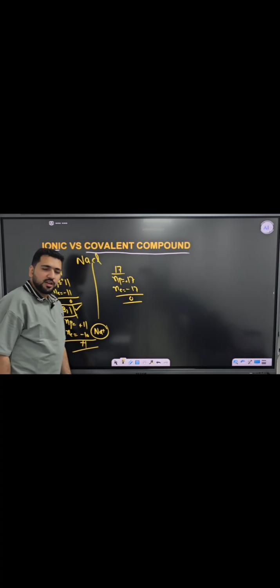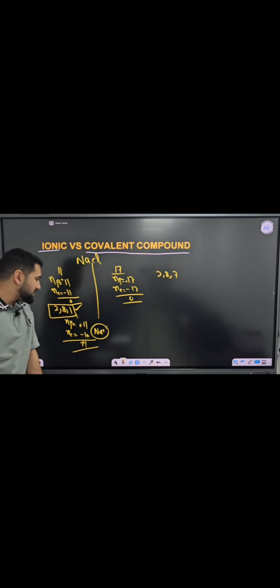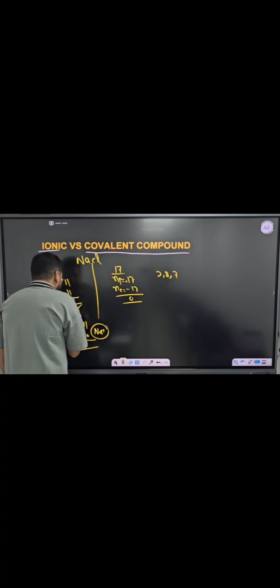Let me tell you. If I talk about chlorine, how many protons are there? You will say 17. How many electrons are there? You will say 17. Plus 17, minus 17, net charge is 0. Now, the electronic configuration is 2, 8 and 7. So this chlorine needs 1 electron to gain stability. Since sodium is losing the electron, chlorine is gaining that electron.